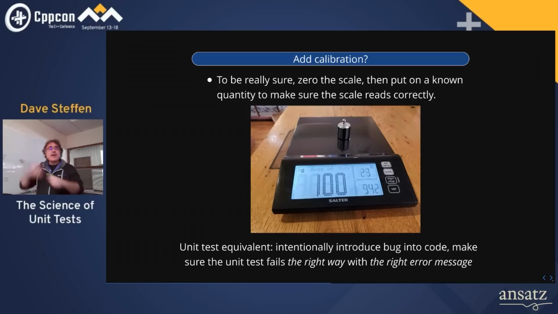Well, sometimes, like if you've got a bunch of different exceptions that can be thrown, it's really useful to go in and change the type of an exception and watch your unit testing framework catch the fact that you just threw the wrong exception. That kind of thing is basically just calibrating your scale.